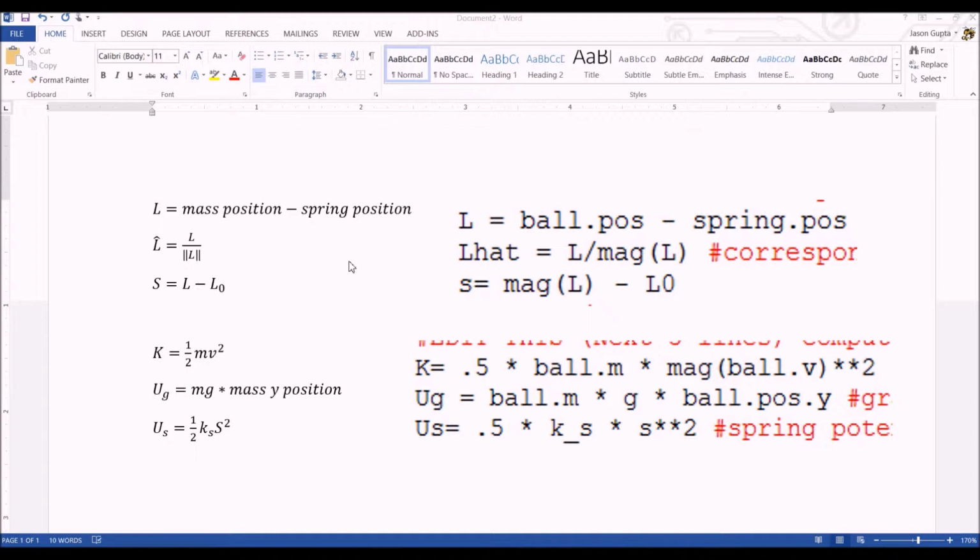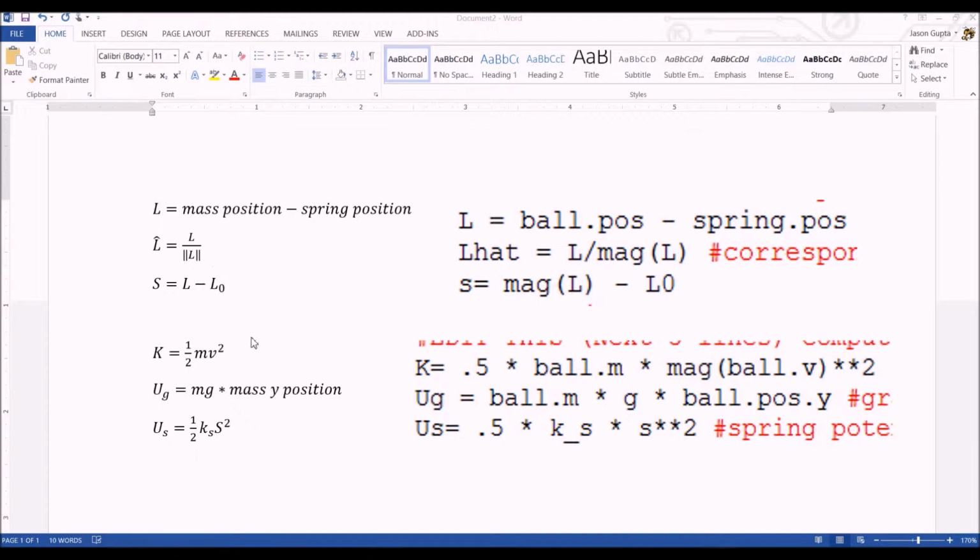In order to find the stretch, we can subtract the mass position from the spring position, the origin, to get the stretch length, and then we can subtract the relaxed length from that. We then find the unit vector L hat, which we will use later. Now, there are three different types of energy in this system.